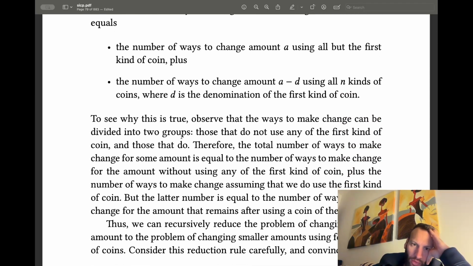To see why this is true, observe that the ways to make change can be divided into groups: those that do not use any of the first kind of coin, and those that do. Therefore, the total number of ways to make change for some amount is equal to the number of ways to make change for the amount without using any of the first kind of coin, plus the number of ways to make change assuming that we do use the first kind of coin. But the latter number is equal to the number of ways to make change for the amount that remains after using a coin of the first kind.